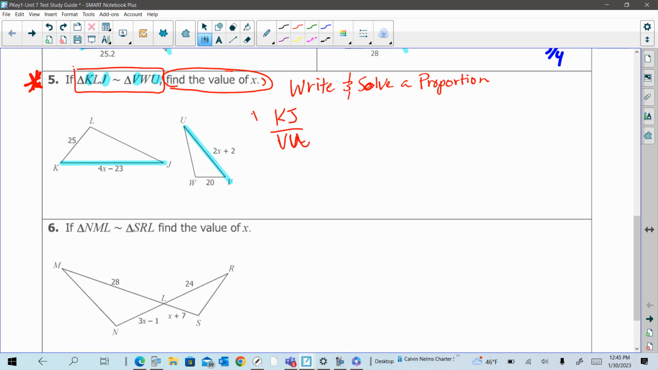So I'm going big to small. I just have to keep that pattern when I write my proportion. I don't need the names. I just need to make sure whatever comparison we do, we keep it the same. So here's my proportion: 4x minus 23 is to 2x plus 2. That's going to equal what other two sides? Yeah, 25. In that triangle with KJ, the KL is to 20.